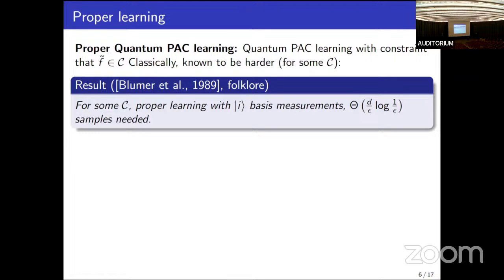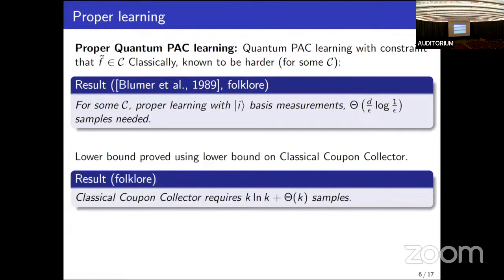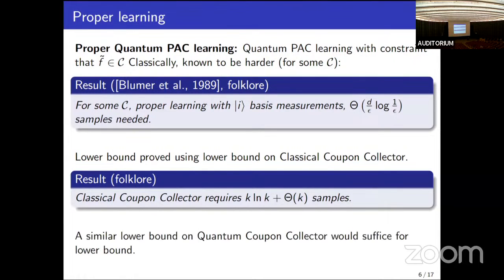Now, the lower bound for this is proven via something called the classical coupon collector problem, which is equivalent to using computational basis measurements in the quantum coupon collector problem I just described. So the classical coupon collector problem has a lower bound of k log k. Now, if we were able to find the same lower bound for the quantum coupon collector problem, then we would have also got the same proper learning lower bound in the quantum case as well.